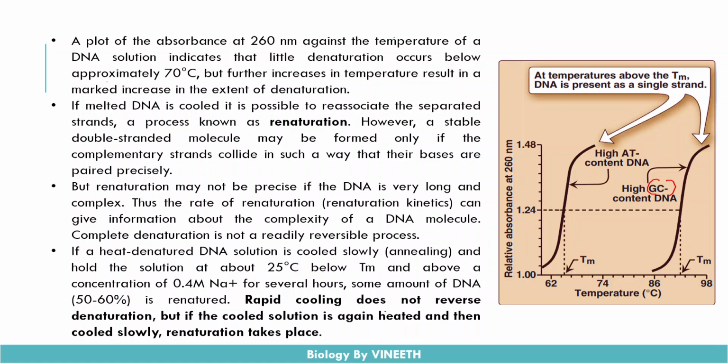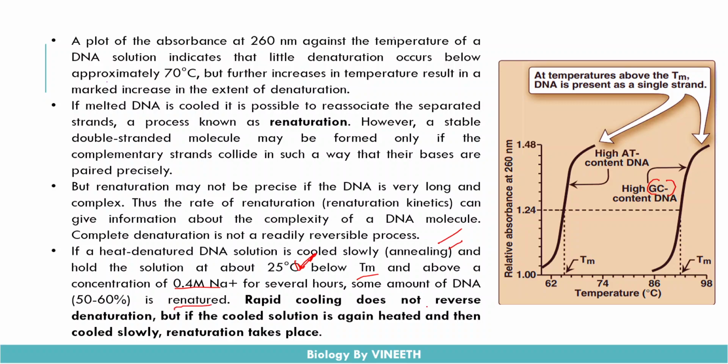If you look at this fourth point, if a heat-denatured DNA solution is cooled slowly, which we also call annealing, which we will be talking about in the PCR reaction. So what is annealing? Combining a primer to the parent DNA strand. Annealing also speaks about renaturation. When a heat-denatured DNA solution is cooled down slowly, and annealing happens, and you hold the solution at about 25 degrees Celsius, which is a lower temperature below Tm, and above a concentration of 0.4 molar Na+ for several hours, some amount of the DNA, about 50 to 60%, is renatured.